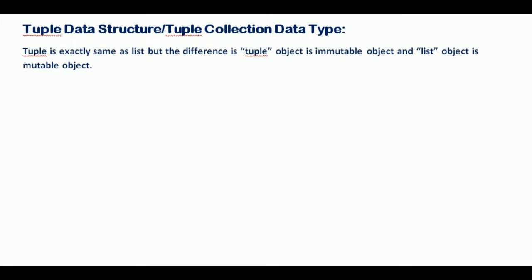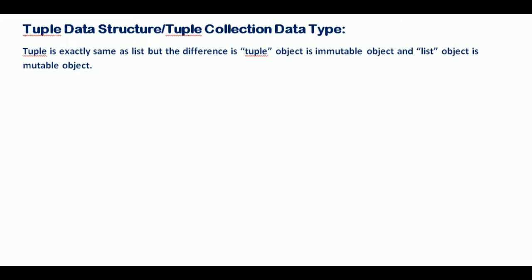So today we will discuss the next collection data type, that is the tuple data structure. A tuple is exactly the same as a list, but the main difference between tuple and list is that tuple objects are immutable objects and list objects are mutable objects.